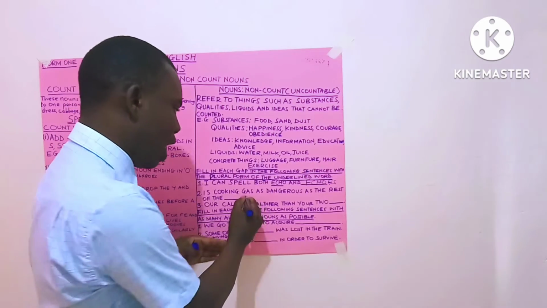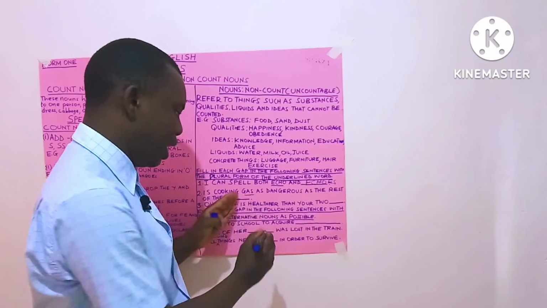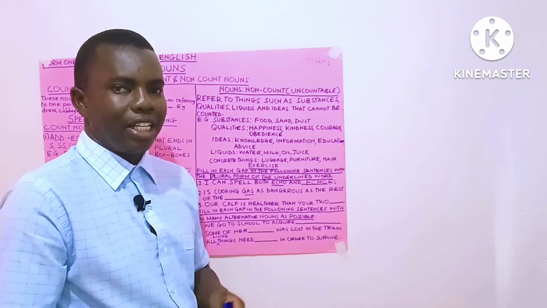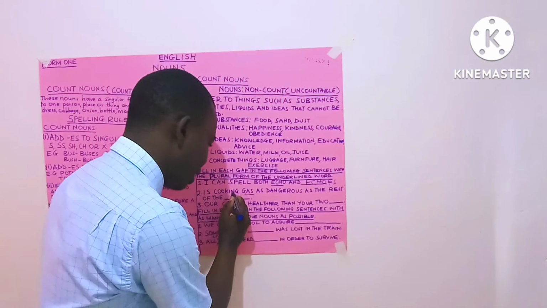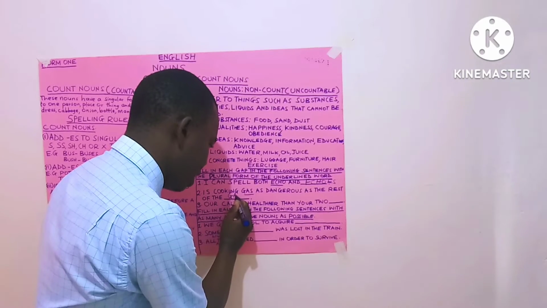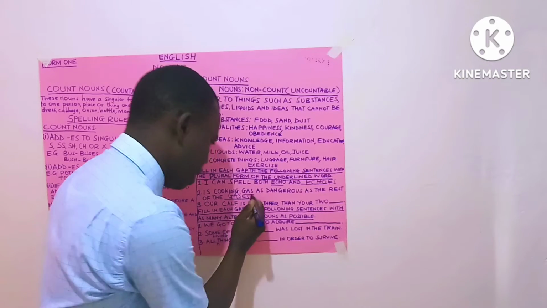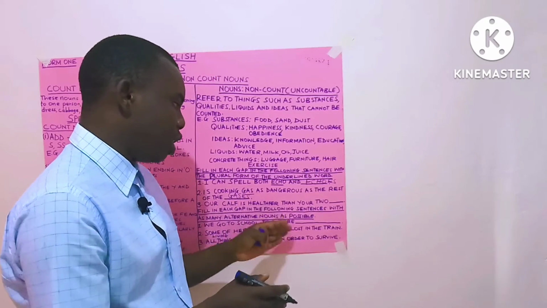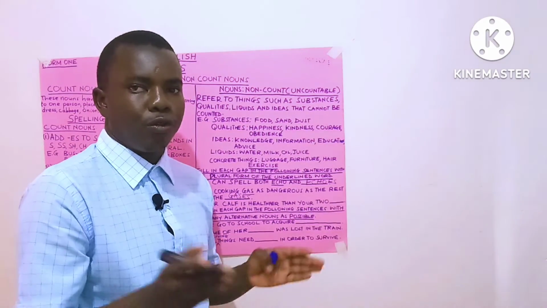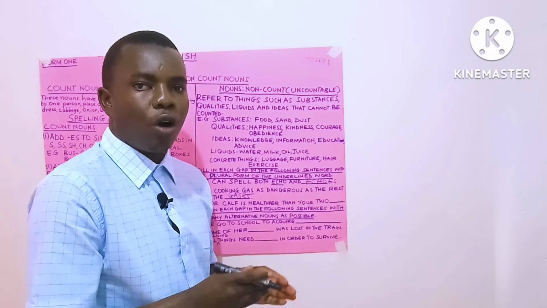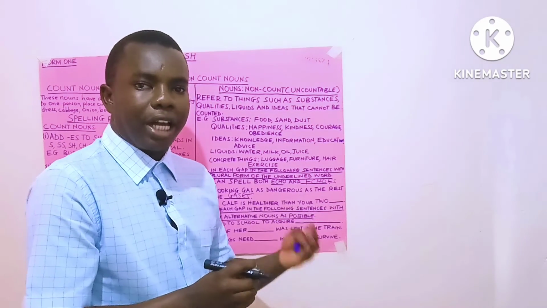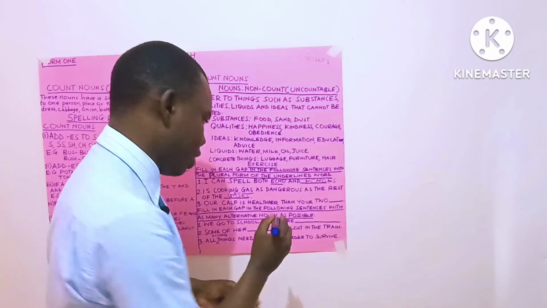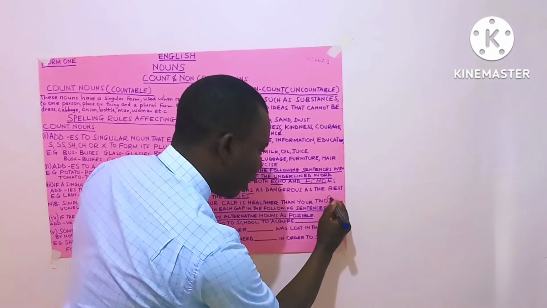Number two, is cooking gas as dangerous as the rest of the dash? The underlined word there is gas. Gas ends in S, so we will simply add ES to it to form gases. Number 3, our calf is healthier than your two dash. To form the plural of calf, it ends in F, so we drop the F and we replace it with VES. So we will have calves.